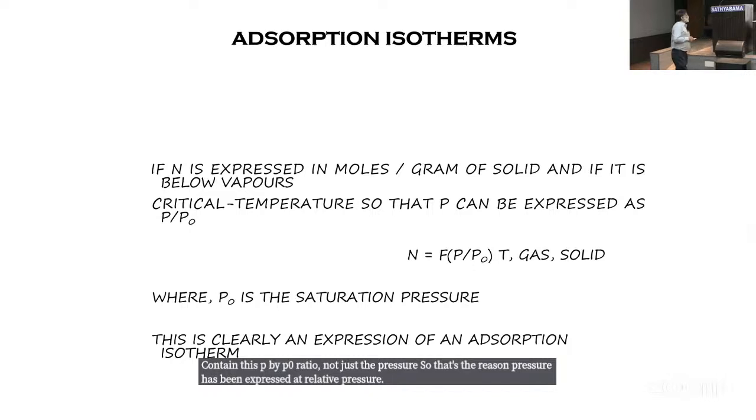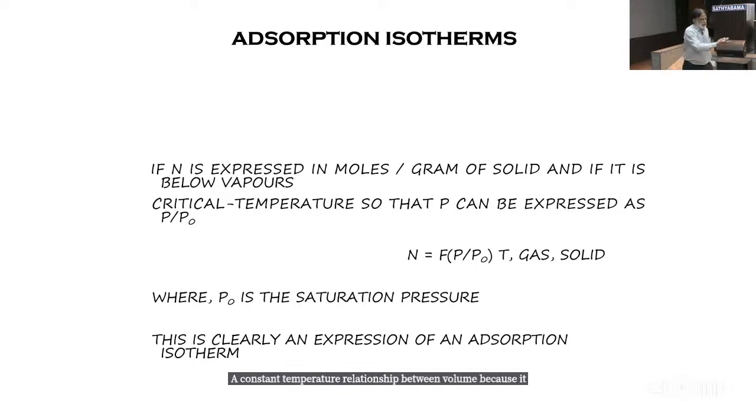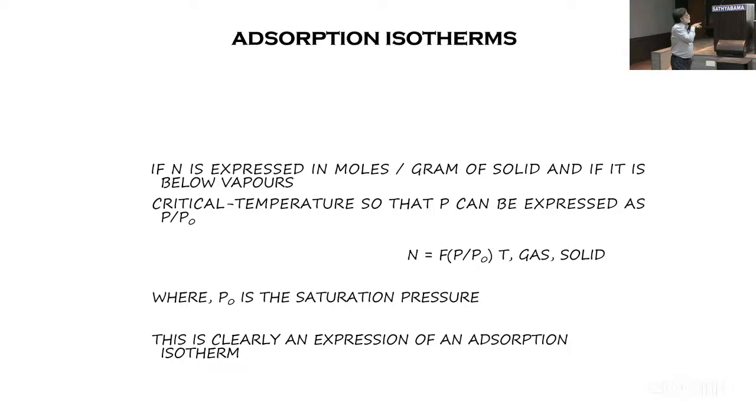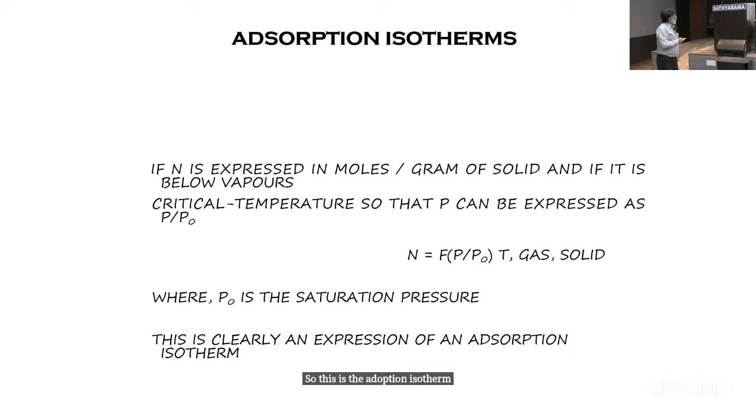At constant temperature, the relationship between volume, because it's a gas, so the measurement will be in the form of volume, which will then be converted to numbers. But the measurement is that of volume. So the volume and pressure relationship at constant temperature is an isotherm. So this is the adsorption isotherm that we are talking about.